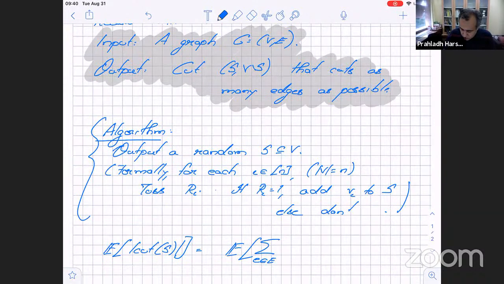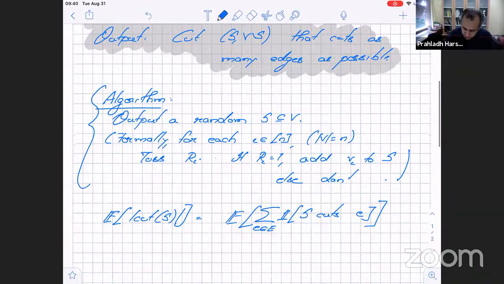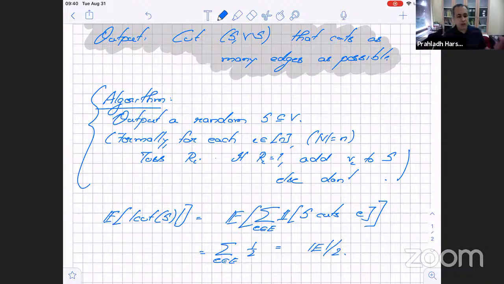Recall, this is exactly the expected size over all possible edges, of the indicator that S cuts e, and this we saw was exactly linearity of expectation. This quantity was half, therefore we got |E|/2. So this was a randomized algorithm that on average, in expectation, managed to cut half the total number of edges.